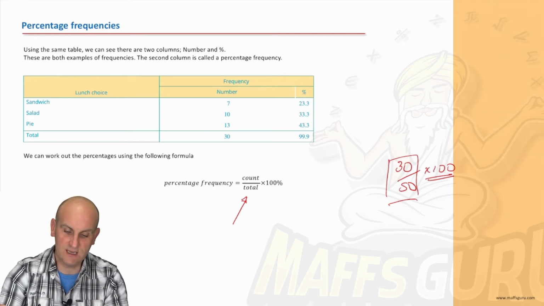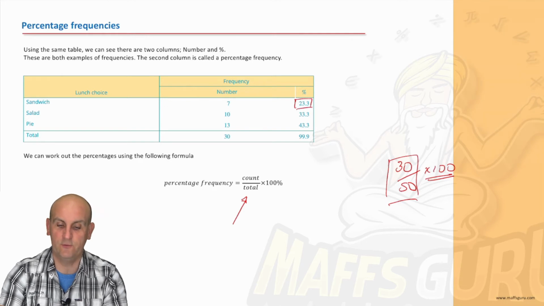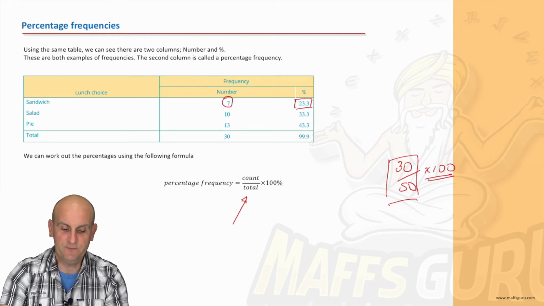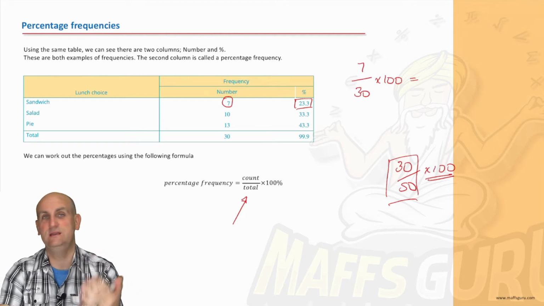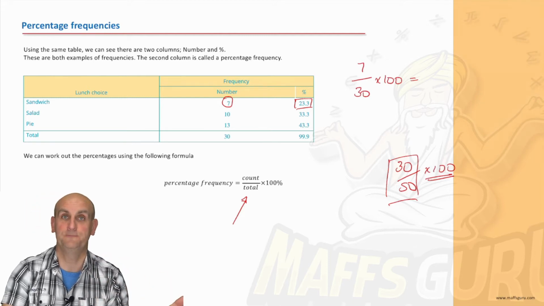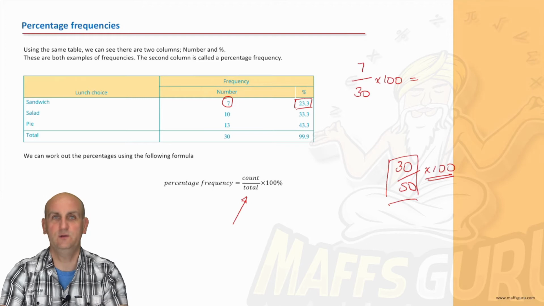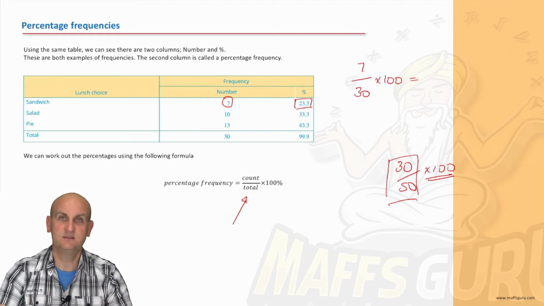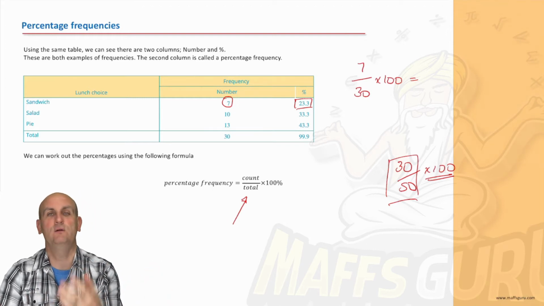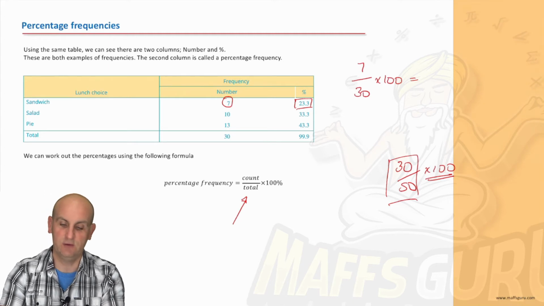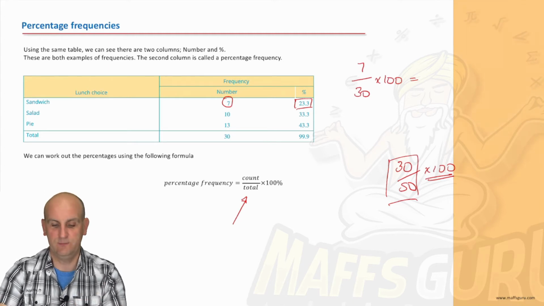So if we wanted to check where we got this 23.3 from, it's actually 7. There were 7 sandwiches out of the 30 people I spoke to, which when I times by 100 will in fact give me 23.33333. But we're going to round it because we don't want to put all these 0.3s on. So the question may say round it to one decimal place. Okay, round it to one decimal place: 23.3.